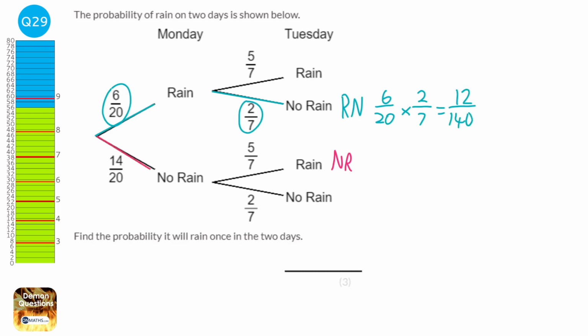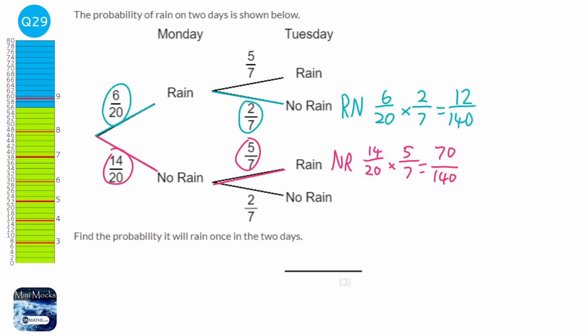To work out the probability it will not rain on Monday and rain on Tuesday, we're just going to multiply the 14 over 20 by the 5 over 7. So that would be 14 over 20 times 5 over 7, and that will give us 70 over 140.